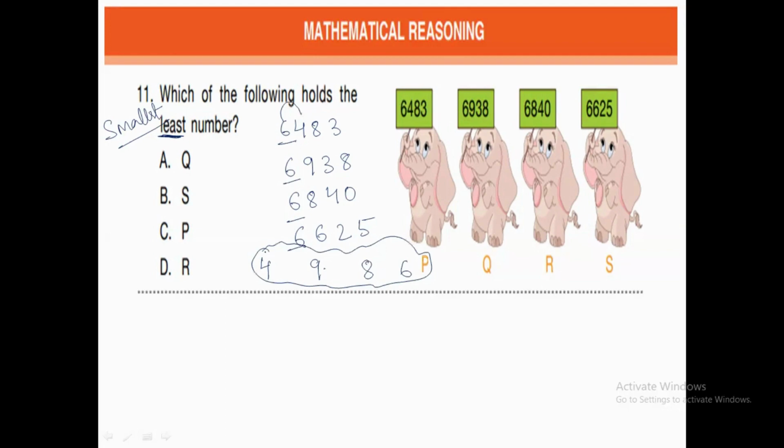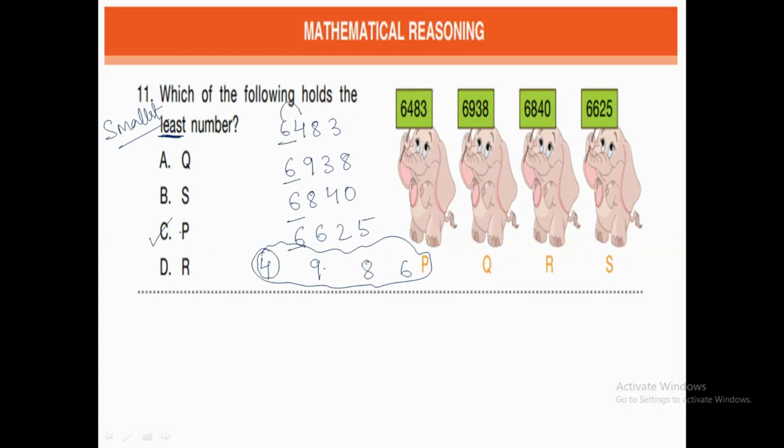So we can say the 4 is the smallest digit out of 4, 9, 8 and 6. So that's why the number which elephant P is holding, 6,483, will be our least number. So that's why option C, which is P, will be our correct answer.